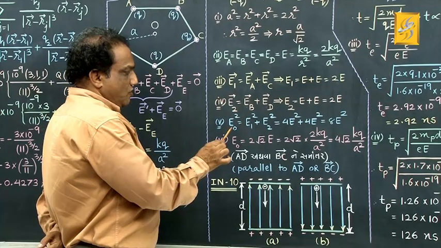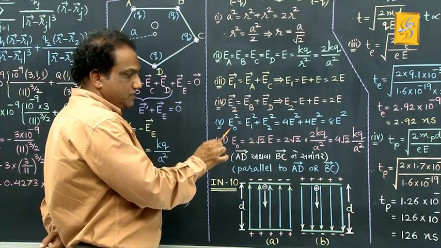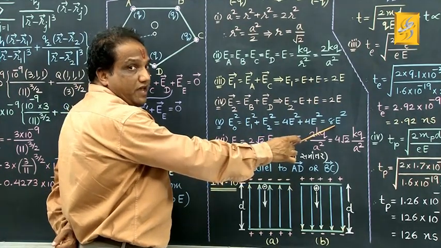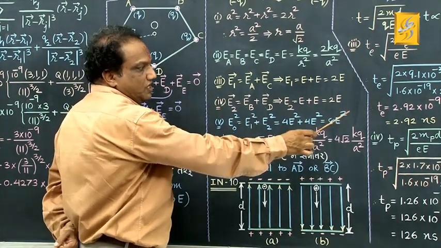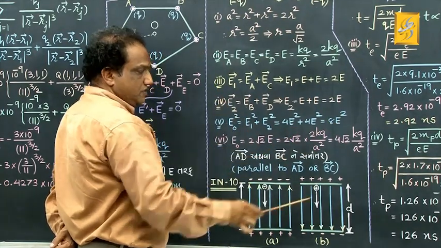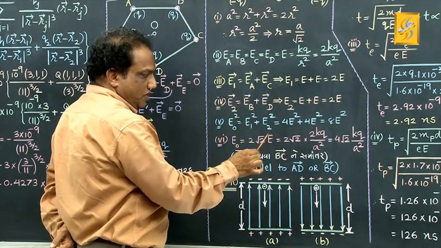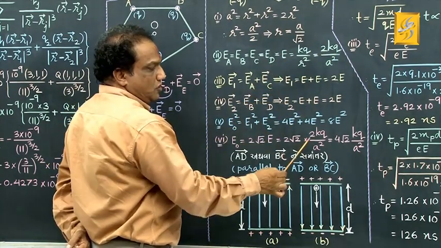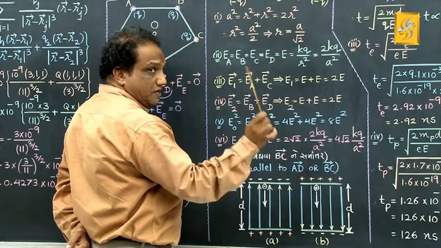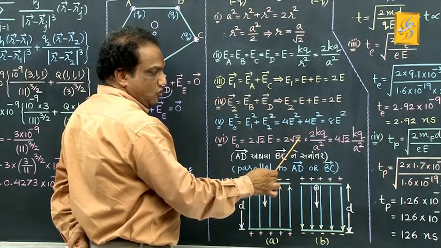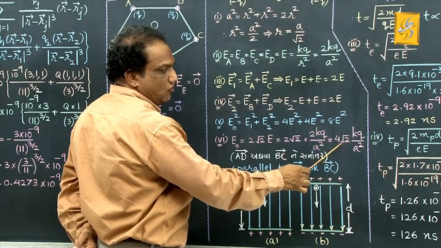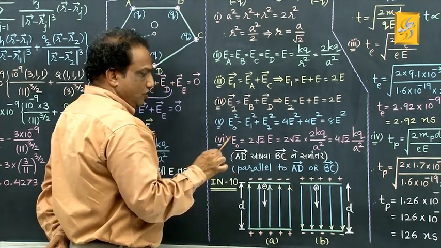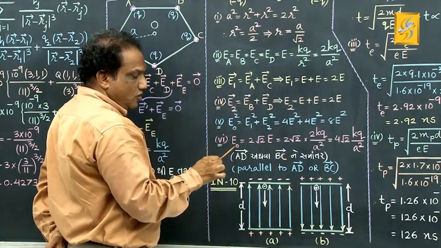Now, what about EO? I want the square root of this, that is EO. When you take the square root here, you must take the square root here. Square root of 8 is 2 root 2. Square root of E square is E. What about E? Value of E is 2kq upon A square. And now, 2 twos are 4 root 2 kq upon A square, correct? This is the magnitude of the resultant electric field at point O.